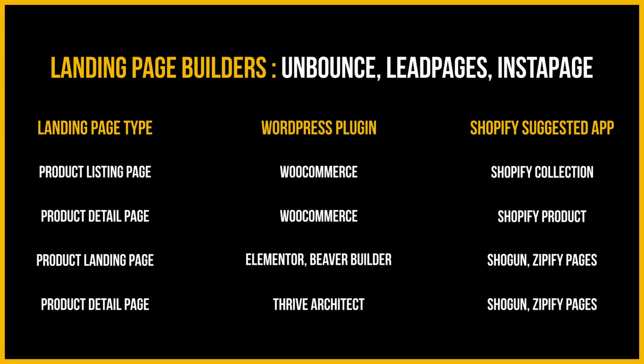So if you're using WordPress, then I would recommend using WooCommerce for your product listing and details page. If you're using Shopify, then obviously Shopify has its own collection method and Shopify product, which is their product details page. But if you want a product landing page within WordPress, you could use a builder like Elementor or Beaver Builder. For Shopify, you can use Shogun or Zipify Pages. And for product sales page, you can use a plugin called Thrivecart, and it will help you to build sales pages with checkouts. For Shopify, you can stick with Shogun or Zipify.